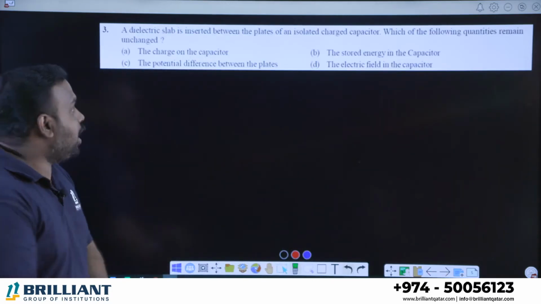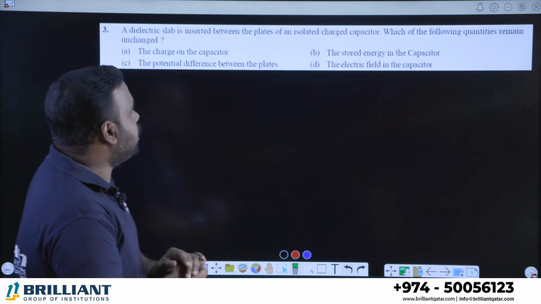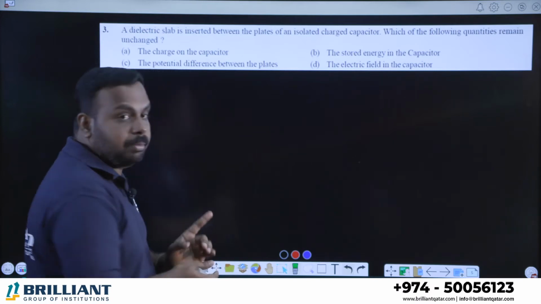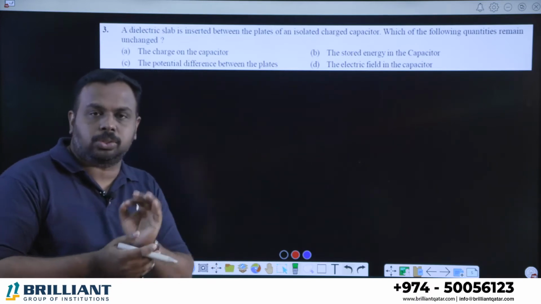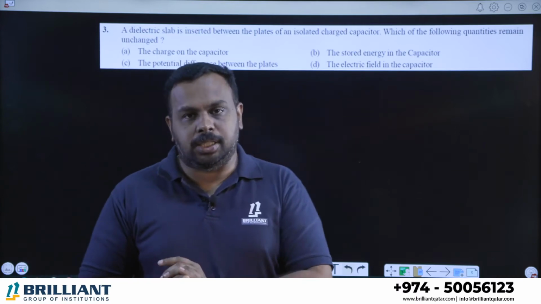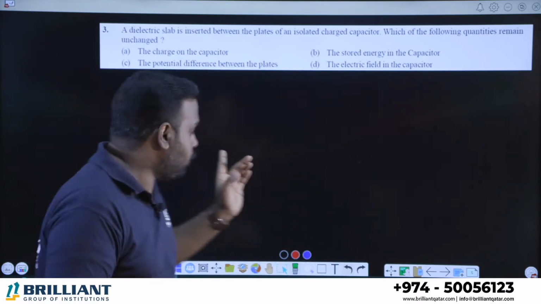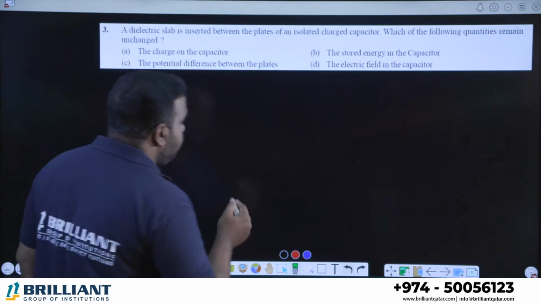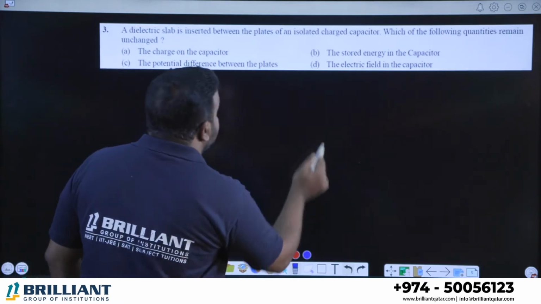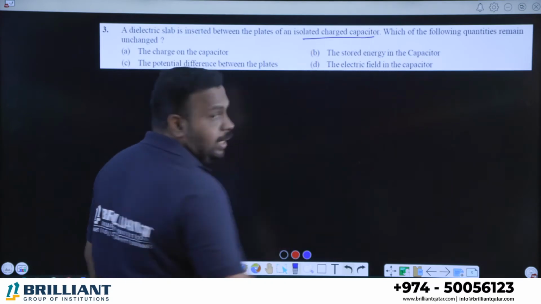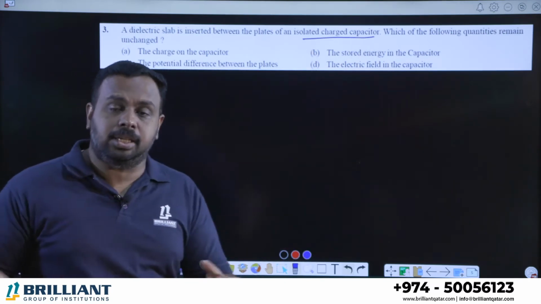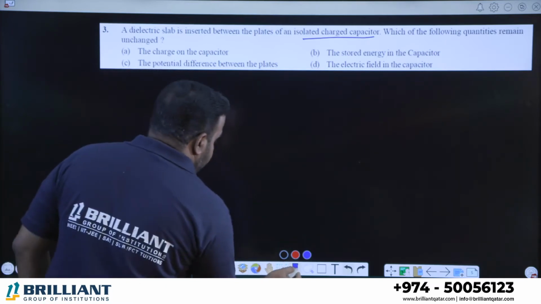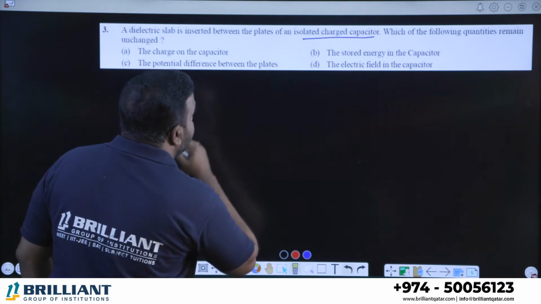A dielectric slab is inserted between the plates of an isolated charged capacitor. Which of the following quantities remain unchanged? Again a question from the chapter electric potential and capacitance. So this question is from capacitance. You can see that. So what is happening here? A dielectric slab is inserted between the plates of an isolated charged capacitor. Isolated charged capacitor means the capacitor is disconnected from the battery. It is isolated. Okay. So in such a capacitor, a dielectric slab is introduced.